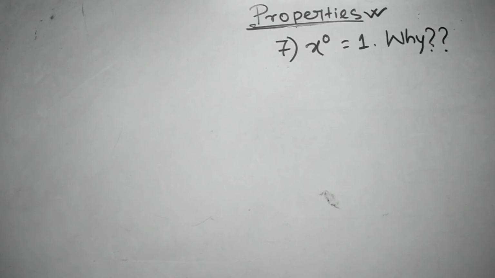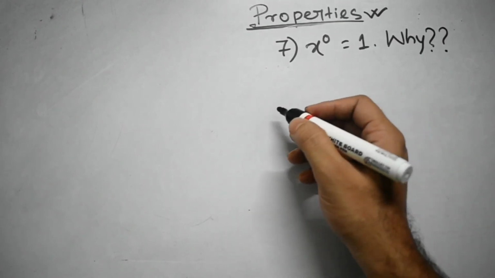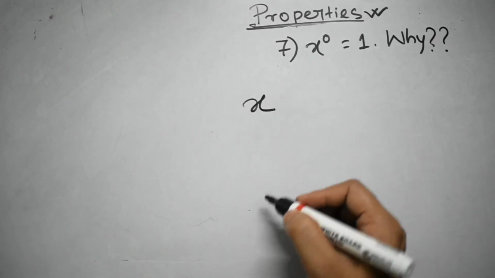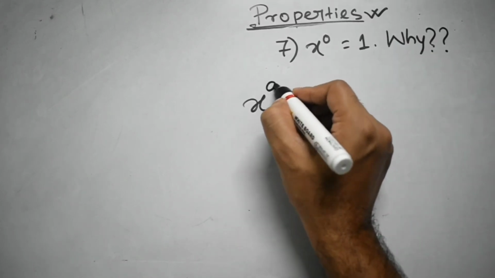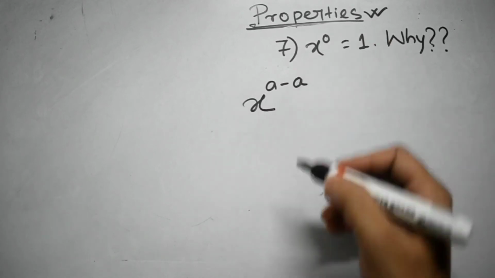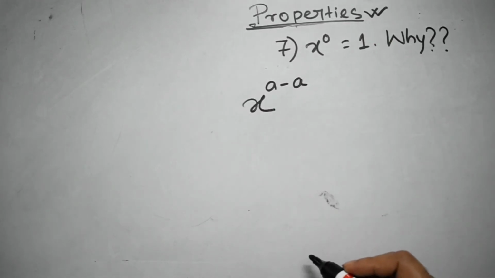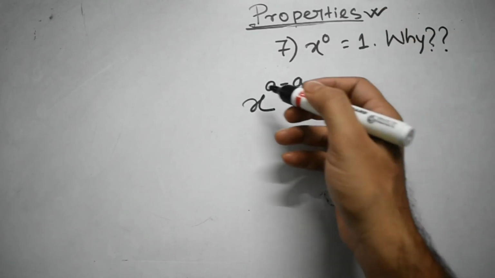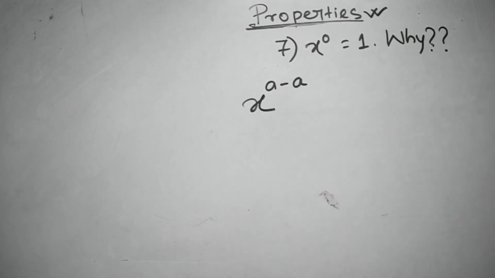Now let me explain to you guys why x to the power 0 is 1. I'm talking in general, so as we have x as our base, I can write x, and in place of 0 I can write a minus a, right? Because a minus a becomes 0. When you subtract a number from the same number, we get 0. So 0 can be written as a minus a, right?